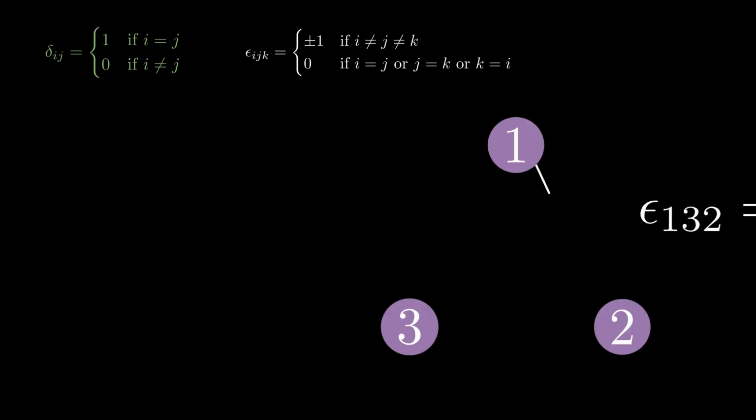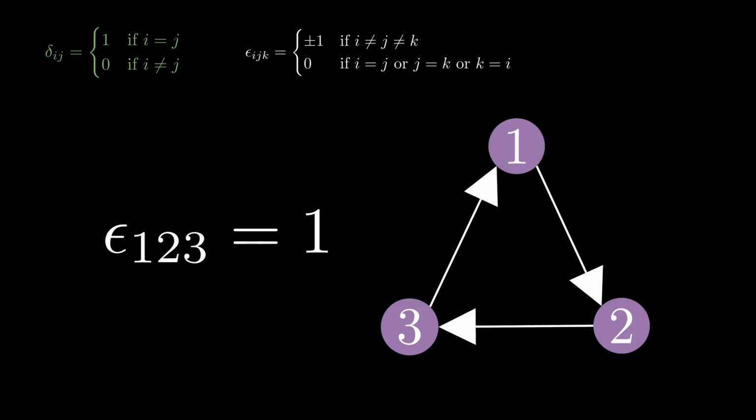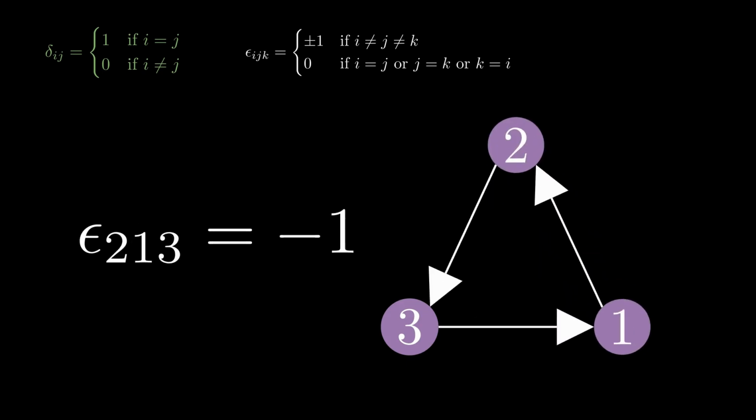Imagine arranging the numbers 1, 2, and 3 in a triangle like so. If the numbers are oriented in such a way that reading them off in order, so from 1 to 2 to 3, moves clockwise along the triangle, then the value of the symbol is +1. If the numbers are oriented counterclockwise to the triangle, then the value is -1.